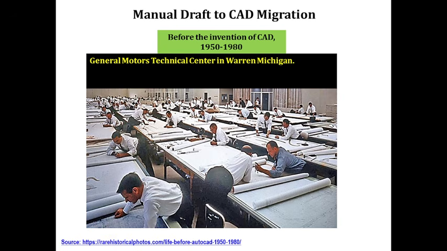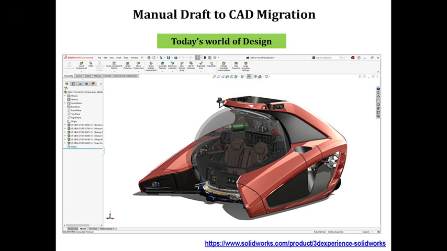Next slide. Today's world of design. Today, engineering drawings are created using CAD software such as SolidWorks and many other professional design tools. CAD allows engineers to create, modify, and analyze designs much faster than manual drafting. Changes can be made easily, drawings can be stored digitally, and designs can be shared instantly across the world. CAD has revolutionized modern engineering design.